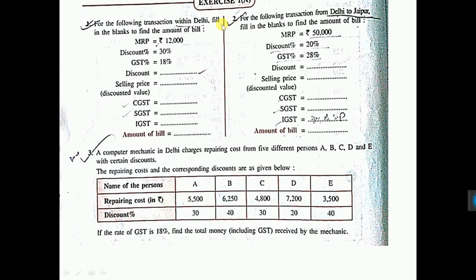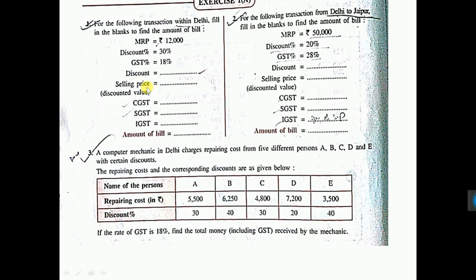Fill in the blanks to find the amount of the bill. Amount of bill means what will be the total amount of the bill. That is the selling price, the selling amount, that we have to write on paper. That is called the bill. MRP, that is maximum retail price, is 12,000. Discount 30%. That means 30% of this we have to subtract from 12,000. Then on that price you have to add GST 18%. So what will be the discount? What will be the selling price?